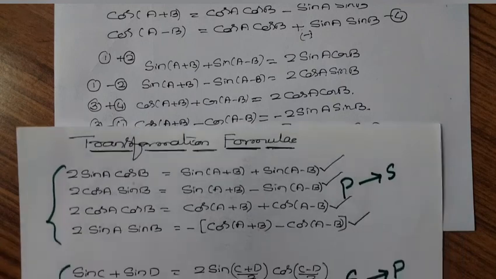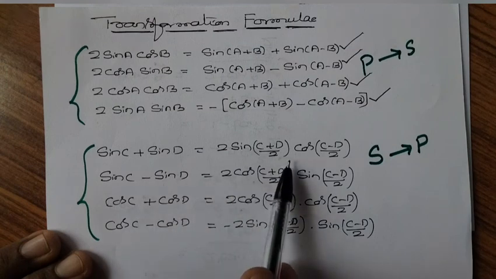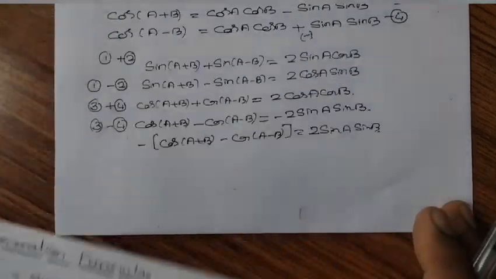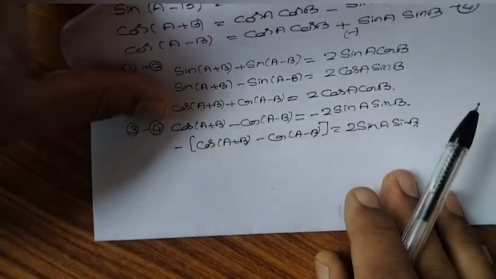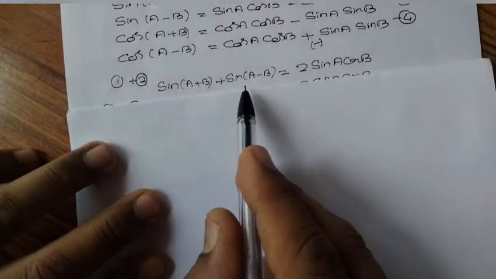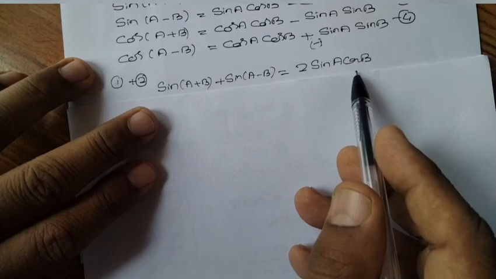Now, let us observe the second set. The second set means the change from multiplication to sum, that is, sum to product. So, see here. For this one, we consider the result that we have proved here: sin of A plus B plus sin of A minus B equals 2 sin A sin B. Yes or no?